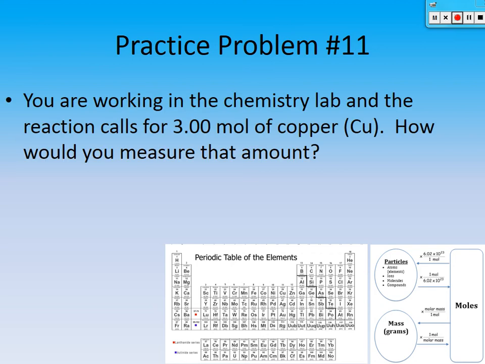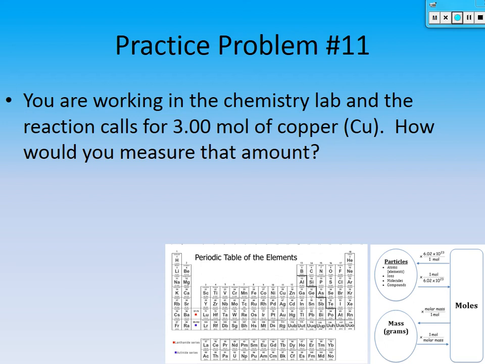Okay, practice problem number 11. We're going to still follow the same 3 rules that we learned in the last video. It says you're working in a chemistry lab, and the reaction calls for 3 moles of copper. How would you measure that amount? Because when you go to the scale and you have your copper there, it doesn't say moles, does it? What does it say, the scale? Grams. So we need to convert 3 moles of copper to grams. That's what we need to do.